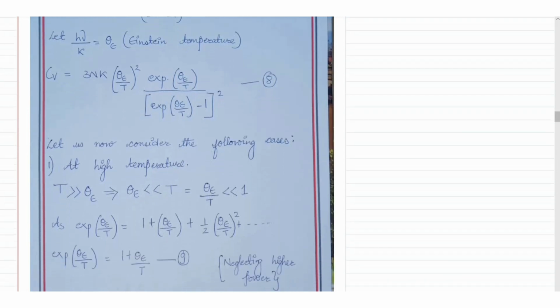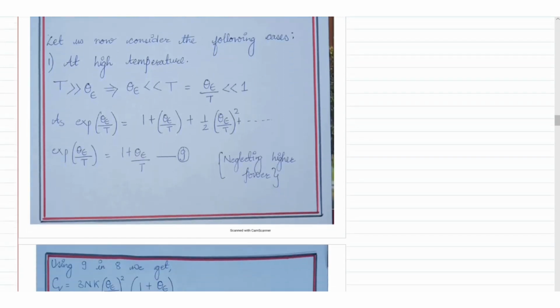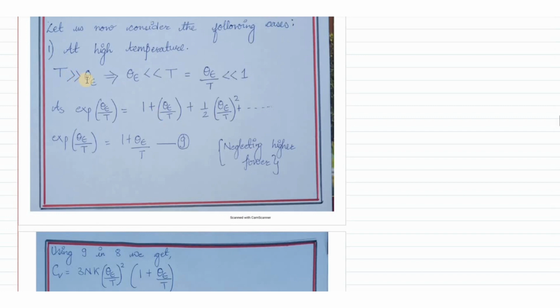So now let us consider the following cases. Case number 1. At high temperature, T is greater than theta E. This implies that theta E is less than T. Dividing by T, we get theta E by T is less than 1. If we expand exponential of theta E by T, we get 1 plus theta E by T plus 1 by 2 (theta E by T) whole square plus so on. So exponential theta E by T is equal to 1 plus theta E by T. This is our equation number 9. We are neglecting higher powers here because theta E by T is a small quantity, so the power of a small quantity results in a much smaller quantity. So we are neglecting the higher powers.